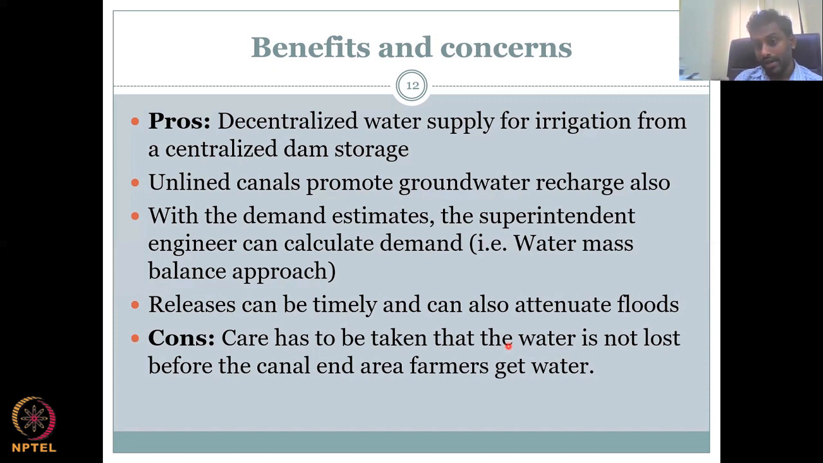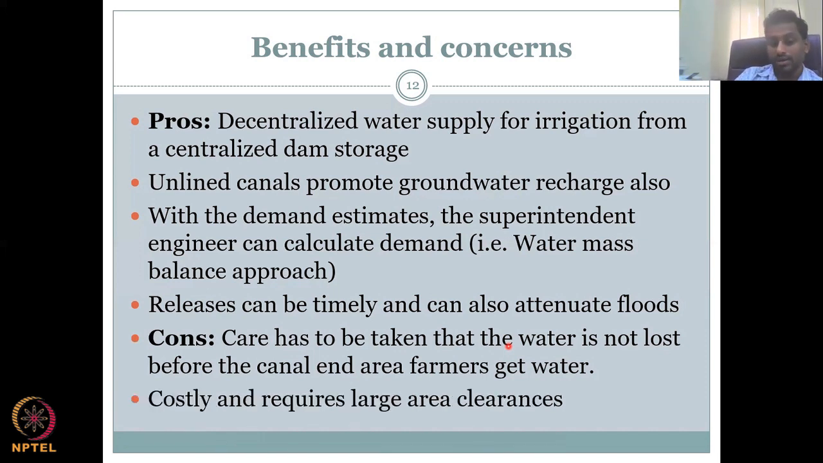Our aim when you build the dam is to store the water and supply it to the farmer. The supply network, which is the canal, should not be losing so much water that at the end of the day, a farmer doesn't get water. So you have to maintain this delivery supply system. However, that is costly and requires large clearances, and the dam requires a larger area of infrastructure and clearing of the land, because you cannot store water on a tree, right? You have to clear the land, make it into a depth so that you can capture the volume and store the volume.